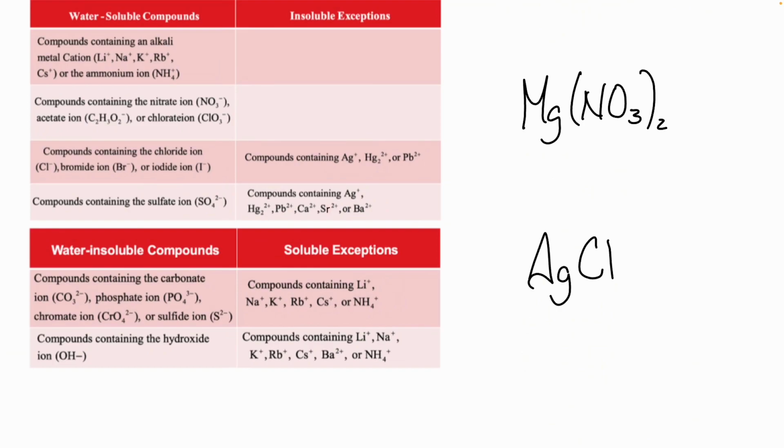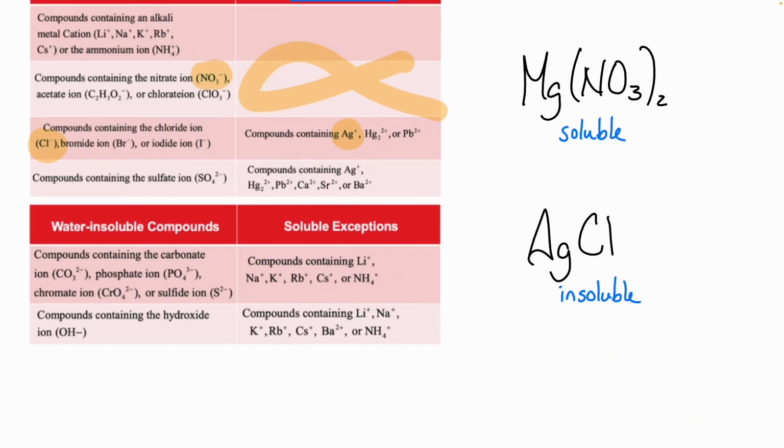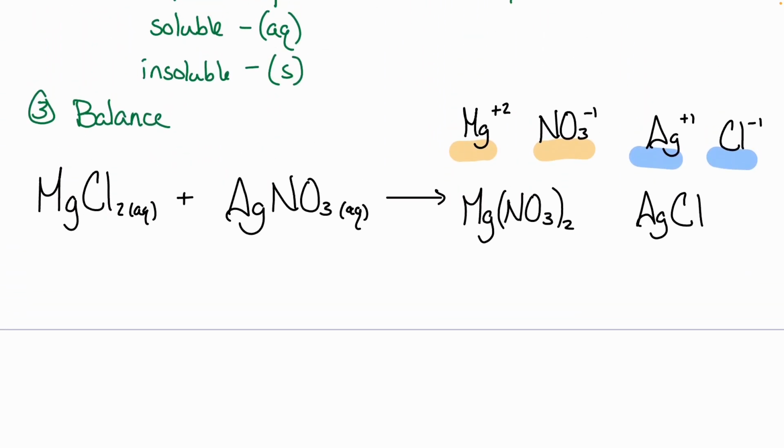All right, my table tells me that nitrates are soluble and that there are no insoluble exceptions. So if it contains that nitrate ion, it is definitely a soluble compound. My table tells me that most chlorides are soluble, but one of the insoluble exceptions is when it's paired with a silver ion. And so silver chloride is insoluble. So that means that in my chemical equation, the magnesium nitrate gets the AQ and the silver chloride gets the S.